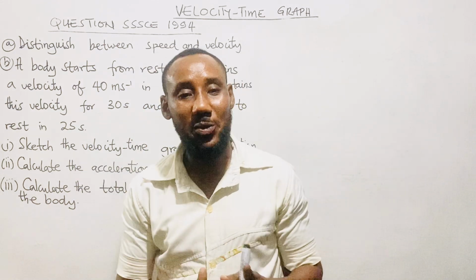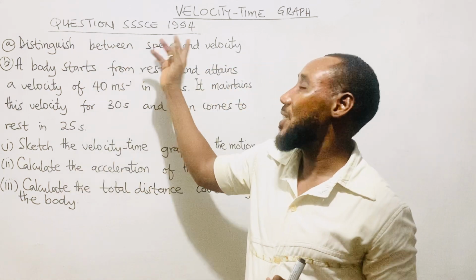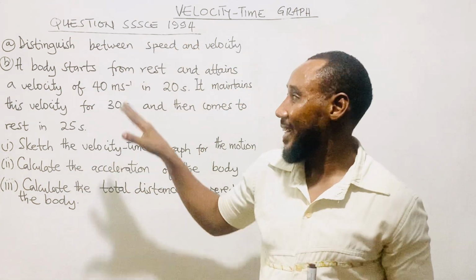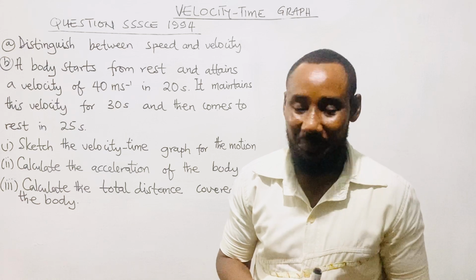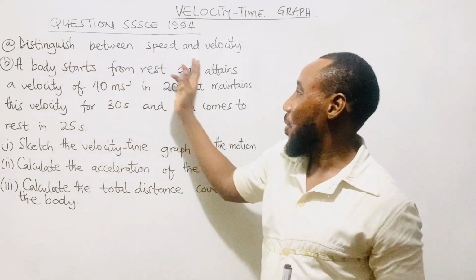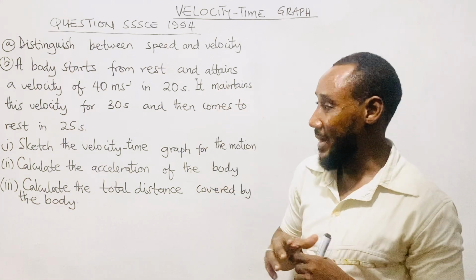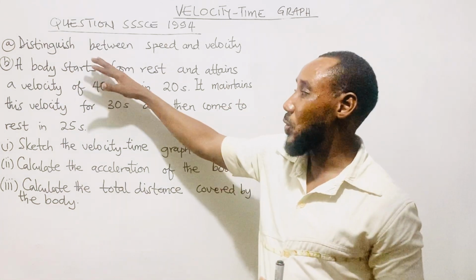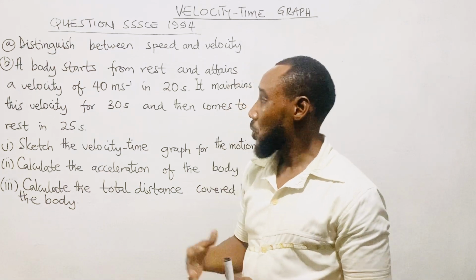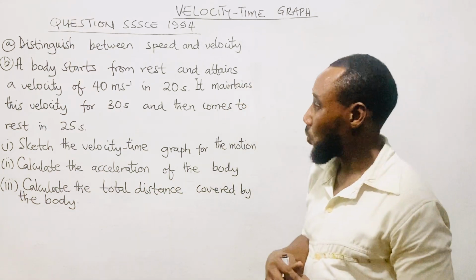To help us do that, we have selected the SSC 1994 question on the velocity time graph. For the first part of the question, we are not going to consider it because it is not part of the task that we have for today. We are going to look at the B part. So let us go through the question and then quickly get into action.